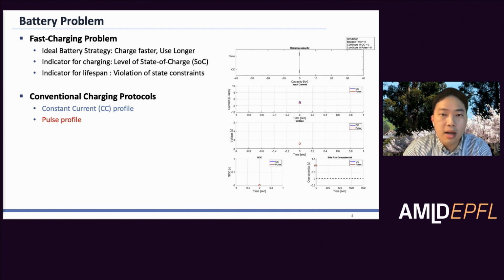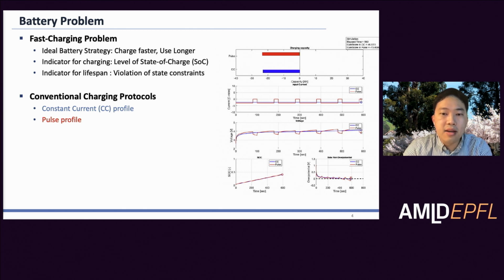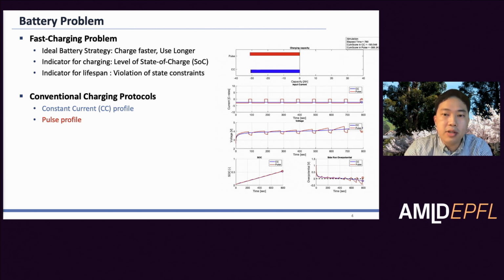So here, let me show you a video about what the conventional charging protocols in battery fast charging are. Here, we use a simulator and charge the battery. The red profile is the burst profile. In the top figure, you can see the total capacity that charges the battery. They are basically the same. And you can see the trajectory of the input profile as well as the output voltage profile. And you see that the state of charge is increasing as the battery is charged.